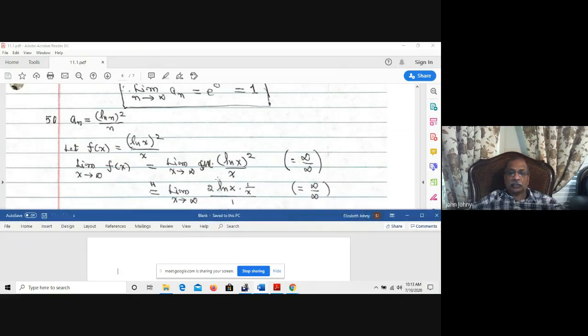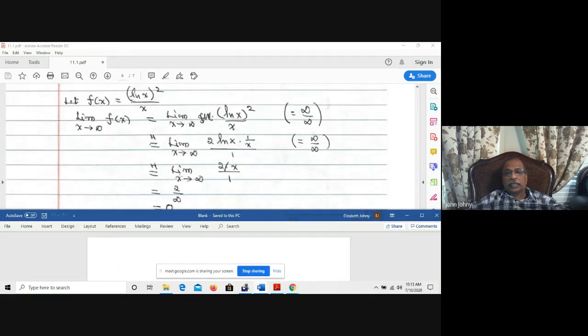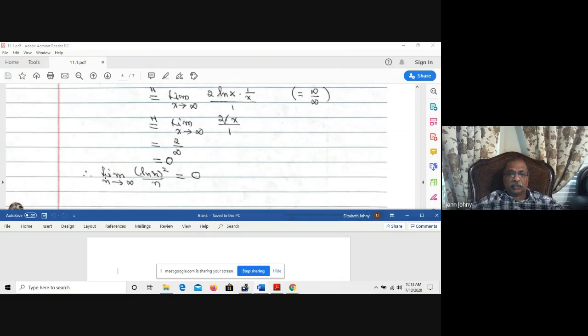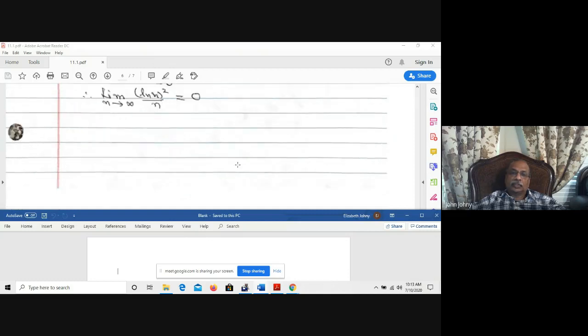The derivative of the numerator is 2 times the natural log of x times 1 over x. The derivative of the denominator is 1. Still it is infinity over infinity, because the natural log of infinity is infinity. So apply L'Hopital's rule once again. The limit as x approaches infinity of 2 times 1 over x, that's 2 over x, divided by the derivative of x, which is 1. So it is 2 over x divided by 1, that is 2 over infinity, which is 0. Therefore, the limit as n approaches infinity of the natural log of n, the whole square over n, is 0.